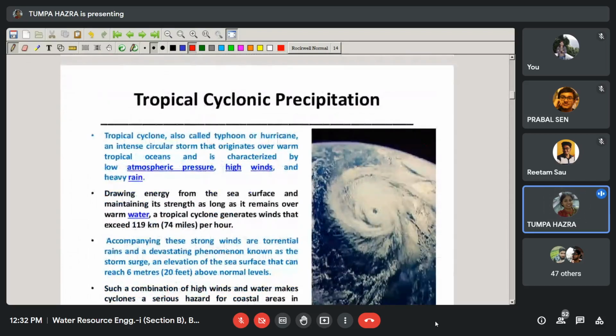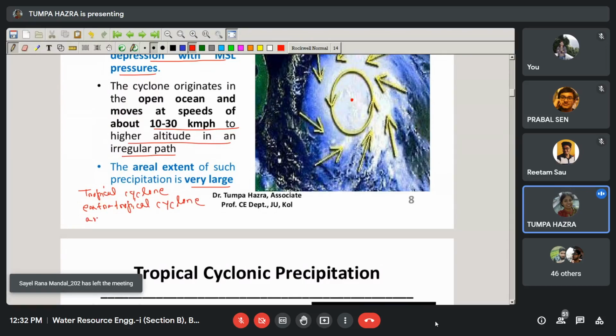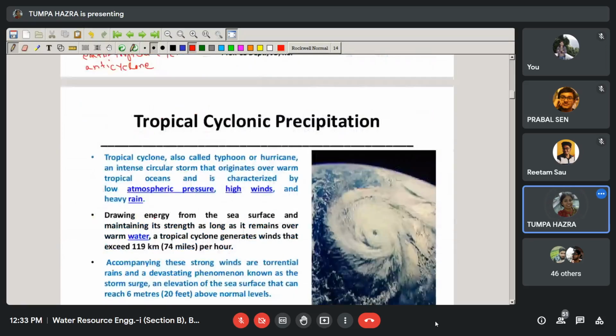Okay, and cyclones are of three types. One is tropical cyclone, one is extratropical cyclone, and another one is anticyclone. Now, what is tropical cyclone? Tropical cyclone is also known as typhoon in Southeast Asia and hurricane in USA.